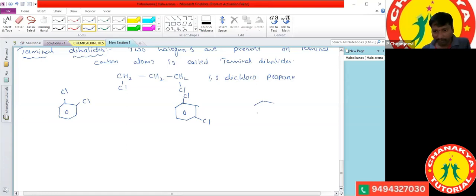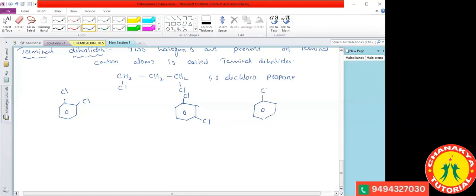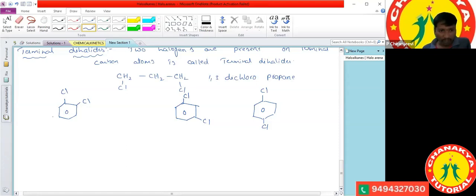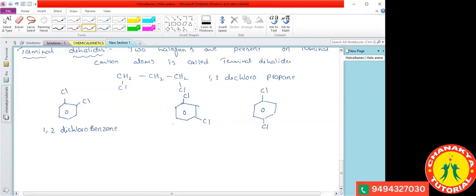Let's have one more structure. Ritu, what is the name of the first one? 1,2 dichlorobenzene. Very good, Ritu. 1,2 dichlorobenzene. Samhita, what is the name of the second one?